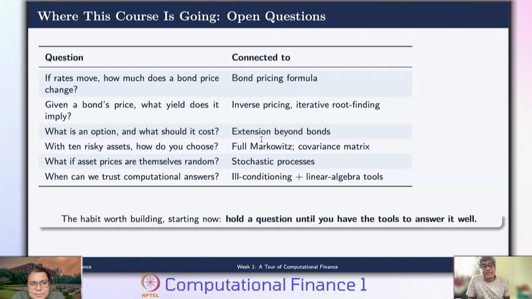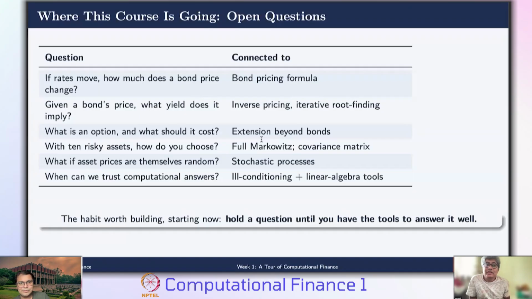When you have 10 risky assets, how do you choose? That is the full Markowitz covariance matrix technique. What if asset prices are themselves random? That moves us to the understanding of stochastic processes. And when can we trust computational answers? Because we will be using a lot of computational techniques, and that is where we have to understand ill-conditioning and the different issues of linear algebra tools. So it is going to be a really busy few weeks ahead for us.